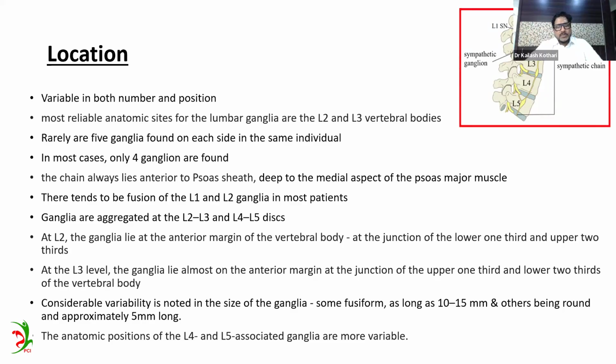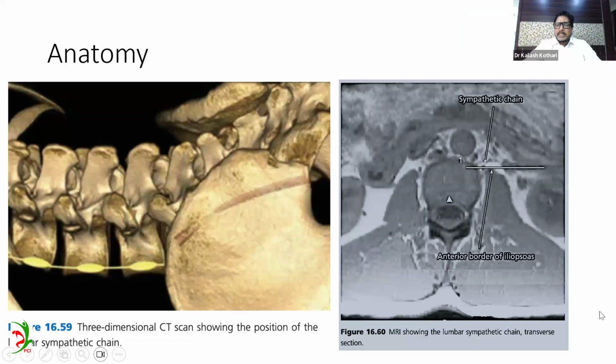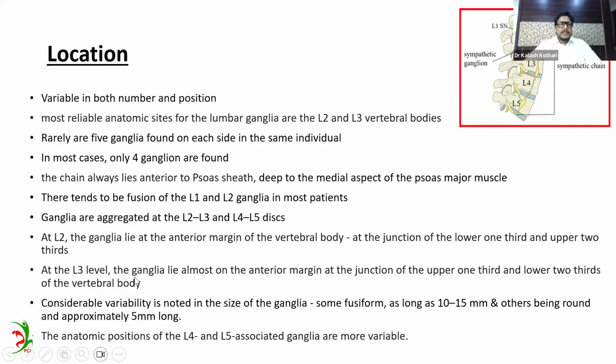In most cases, there are only 4 ganglia found, and the chain always lies anterior to the psoas sheath and deep to the medial aspect of the psoas major muscle, which I just showed you, anterior to the iliopsoas and medial to the iliopsoas muscle. So this is very important to know, because when we place our needle and it is a little posterior or a little lateral, we are going to inject our drug in the psoas muscle. So to avoid infection in the muscle, we should know our anatomy well.